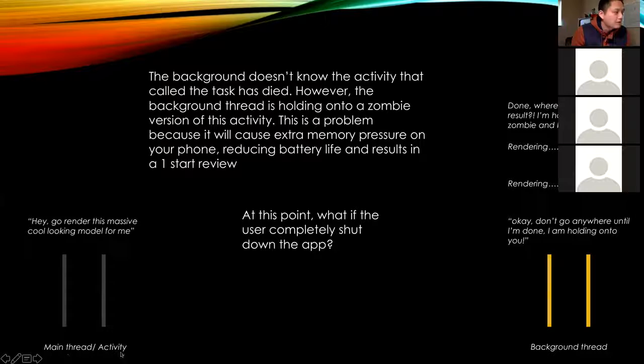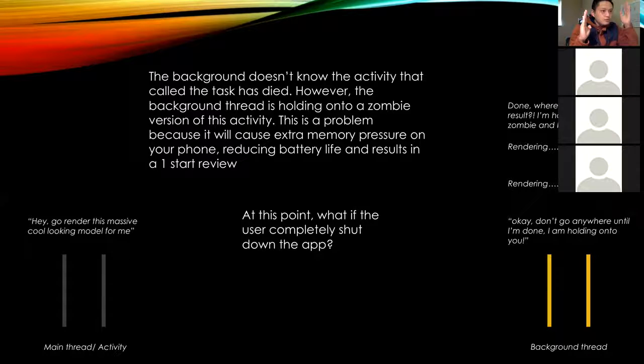And also, obviously, the main thread has a strong reference to the background thread. Now, the main problem with the strong reference is that, imagine this is the UI thread or the main thread, and this is the background thread. If both of them had the same reference, if this guy goes away, this guy will still keep its reference because it's a strong reference.